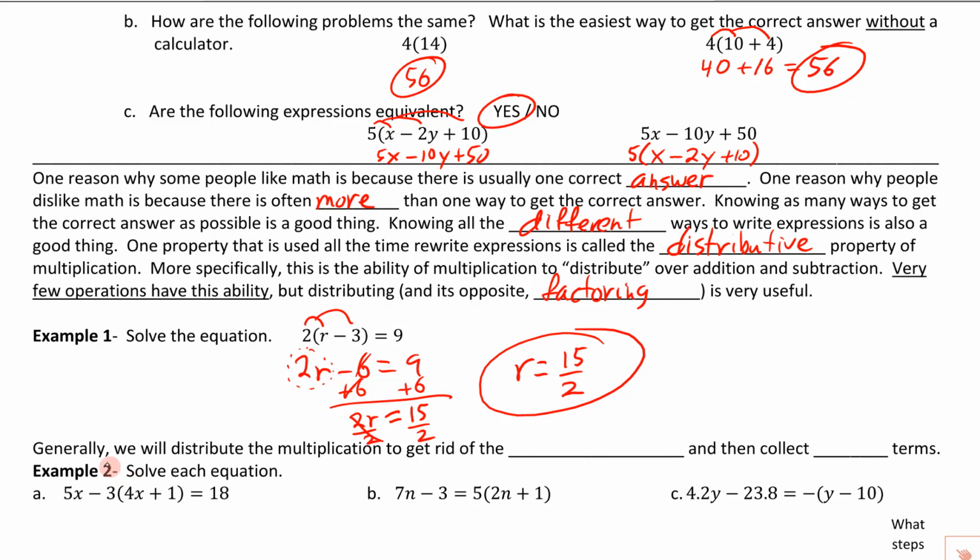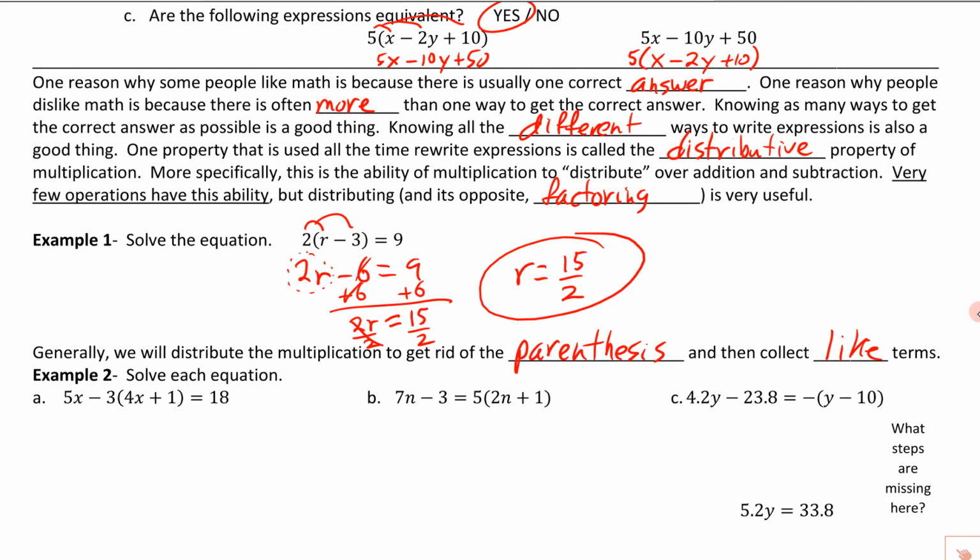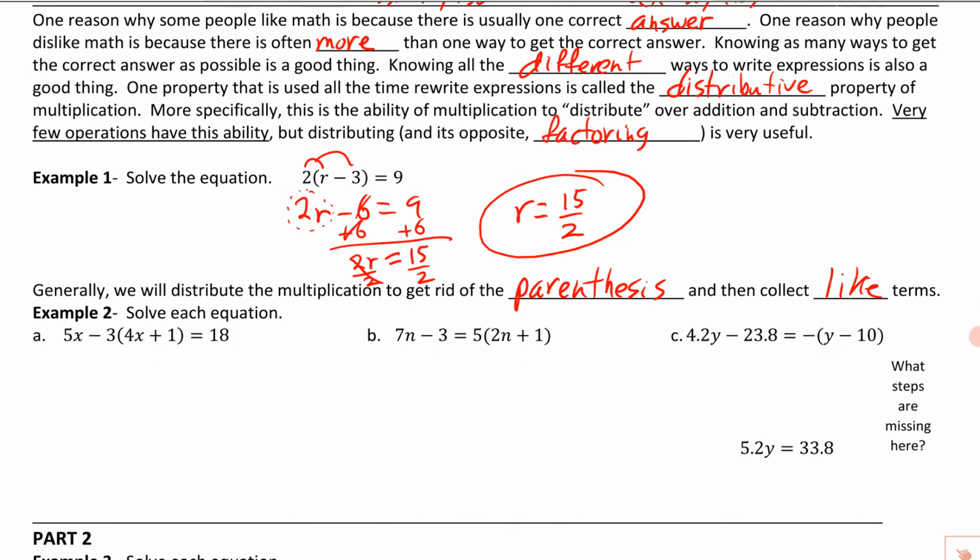Okay, so again, generally we're going to distribute the multiplication to get rid of the parentheses. Tough to solve an equation that has parentheses in it. So we want to do the multiplication to get rid of the parentheses and then collect like terms if we need to. So let's take a look at some problems that are like that. So in example 2, it just says solve each equation, and we'll stick with those general rules about how we deal with fractions and decimals and stuff like that. So let's go through here and take a look.